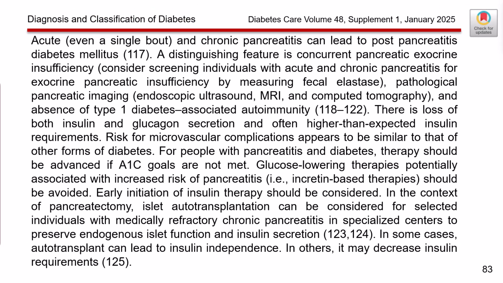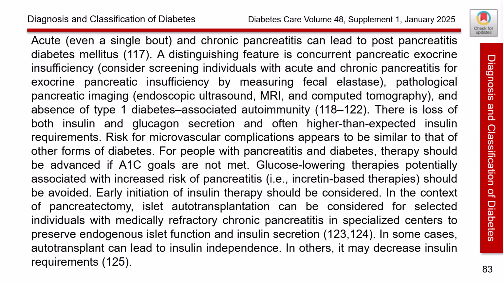Acute, even a single bout, and chronic pancreatitis can lead to post-pancreatitis diabetes mellitus. A distinguishing feature is concurrent pancreatic exocrine insufficiency. Consider screening individuals with acute and chronic pancreatitis for exocrine pancreatic insufficiency by measuring fecal elastase, pathological pancreatic imaging, endoscopic ultrasound, magnetic resonance imaging, and computed tomography, and absence of type 1 diabetes associated autoimmunity. There is loss of both insulin and glucagon secretion and often higher than expected insulin requirements. Risk for microvascular complications appears to be similar to that of other forms of diabetes.